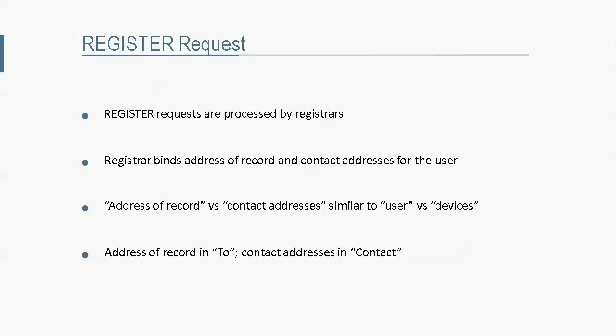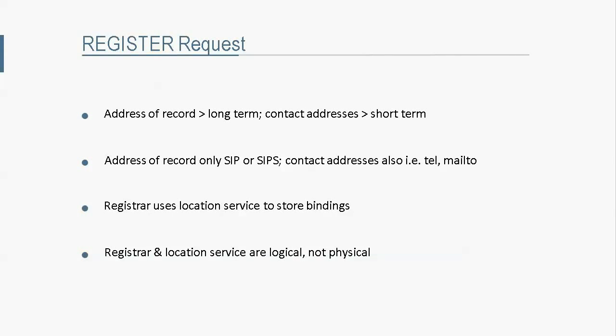REGISTER requests are processed by registrars, a type of user agent server. A registrar binds the address of record and contact addresses for the user. Address of record and contact addresses can be compared to the user and the devices the user can be reached at. Address of record is in the To header field, whereas contact addresses are in the Contact header field. Address of record is long-term, contact addresses are short-term.